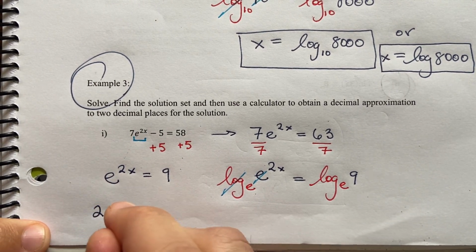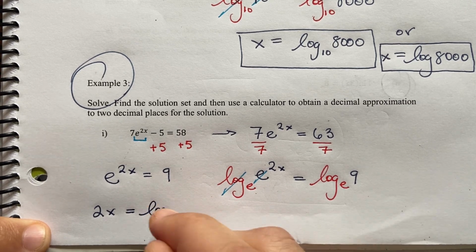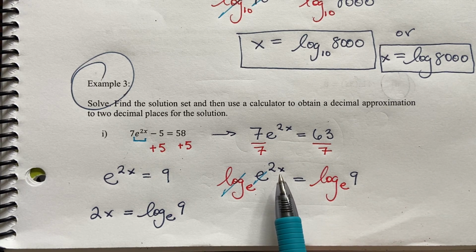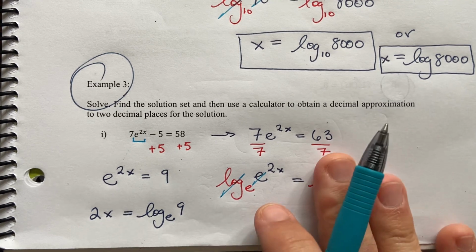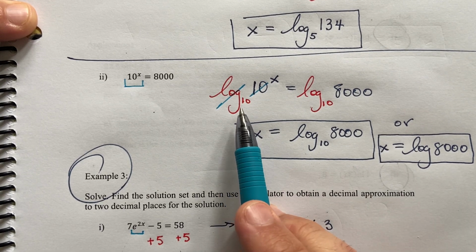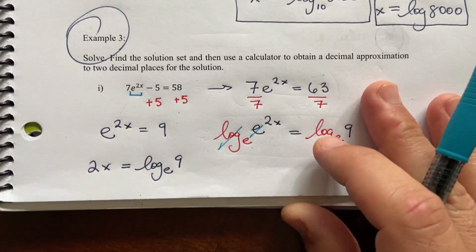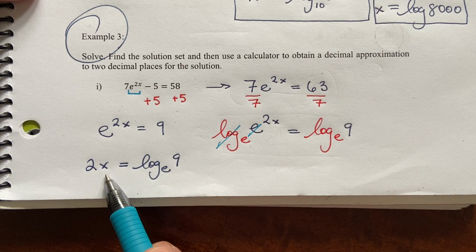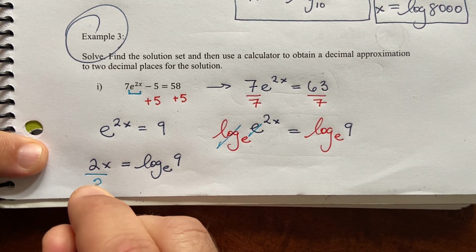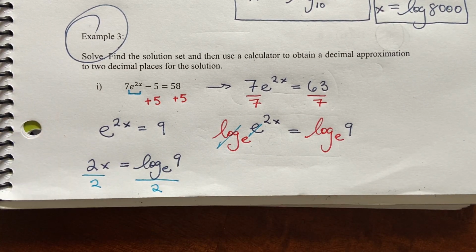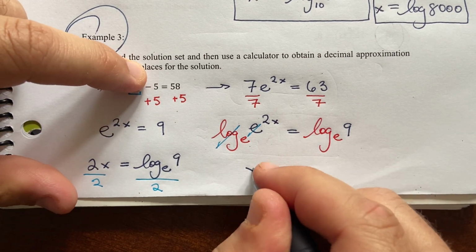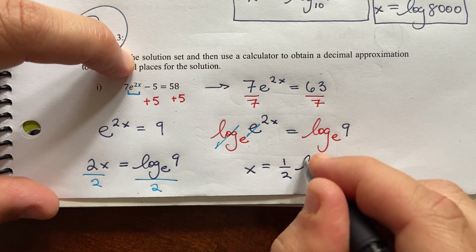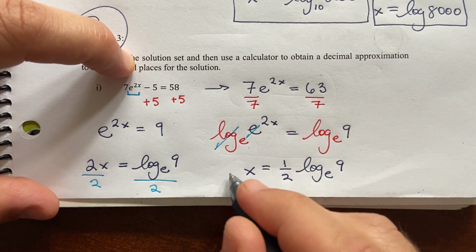So 2x equals log base e of 9. Right, the 2x is the only thing that survives there. Right, just like we had log base 10 cancel with the 10 to the x, this log base e cancels with the e to the 2x, and the only thing that's left is the 2x. And the only thing left to do now is to divide by 2. So x would equal 1/2, I'll just write the 1/2 out front, of log base e of 9.